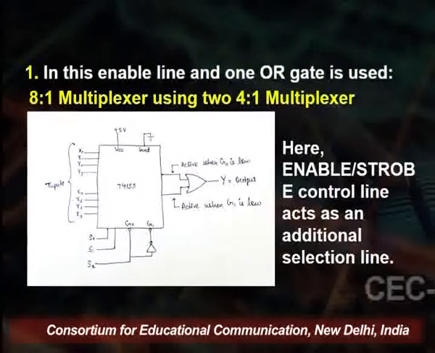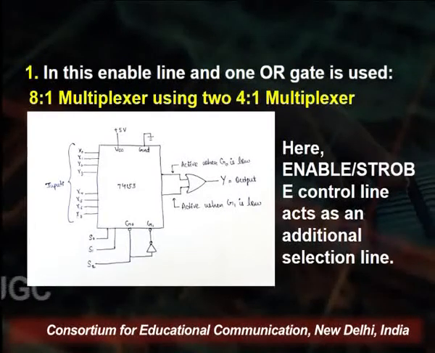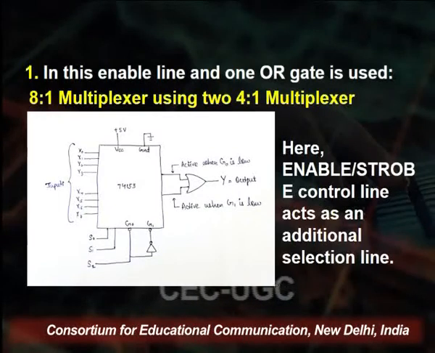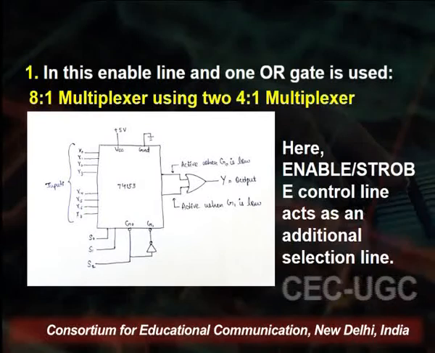So typically, we have been successful in realizing an 8x1 multiplexer by using two smaller 4x1 multiplexers. The point to note again, if we revert back to the previous slide, is that the output of both the multiplexers is fed into an OR gate.